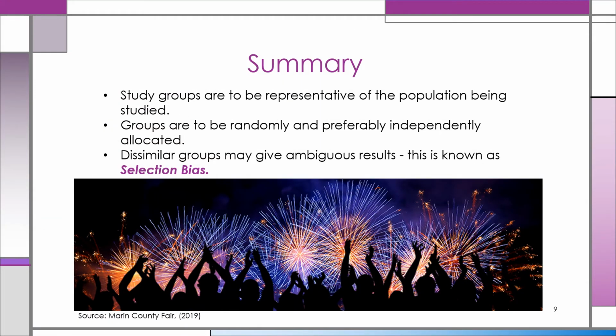In summary, study groups are to be representative samples of the population being studied. They are to be randomly and preferably independently allocated to trial groups. When a study starts out with dissimilar groups, the results at completion become very hard to interpret. They may be due to the exposure, or they may be due to the fact that the groups were different from the start, and this is known as selection bias.